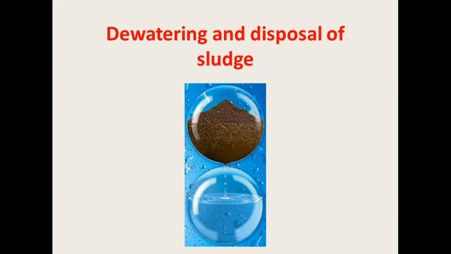So what are the different sludge management steps and options? First, sludge thickening, sludge stabilization, sludge dewatering, sludge hygienization, sludge drying, then incineration, then composting, then land disposal, and finally energy production. So these are the various steps in sludge management and the various options of sludge treatment.